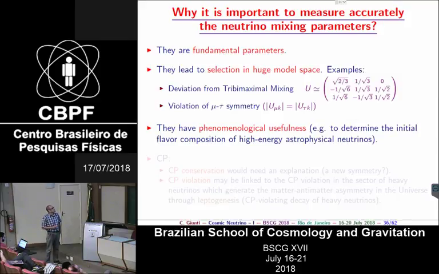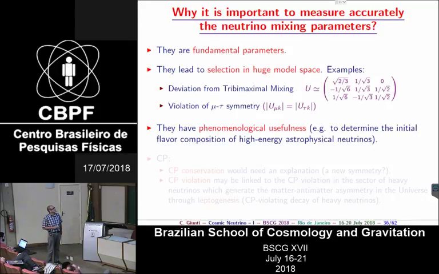There are many models which try to explain the origin of neutrino masses. If you follow the arXiv, you can see that every day there is one or even more new models which try to explain the neutrino masses. So there is a huge model space, but the only way to select which are the acceptable models is to measure more precisely the neutrino mixing parameters.